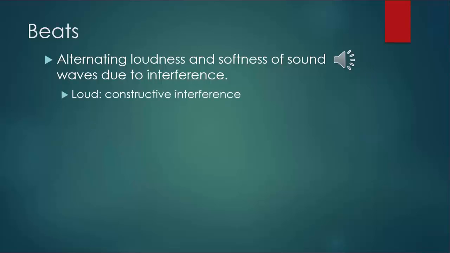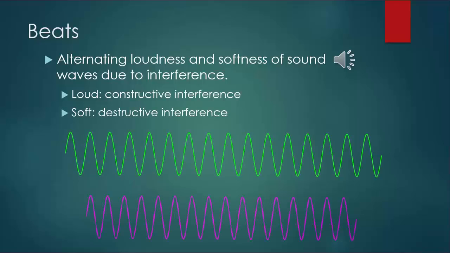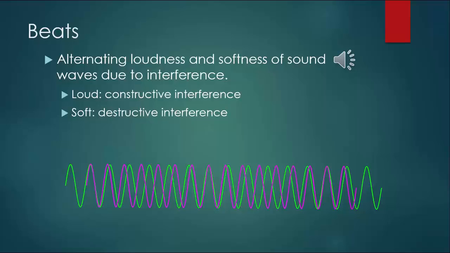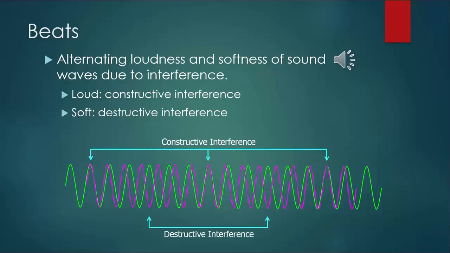The loud part is caused by constructive interference, and the soft, quiet part is caused by destructive interference. Here's a visual example. This green wave and this pink wave look pretty similar, but if we overlap them, we can see that their wavelengths, their frequencies, are slightly different. At these places, the two waves would interfere constructively, causing the louder part of the sound. At these places, the waves would interfere destructively, causing the quieter part of the sound.